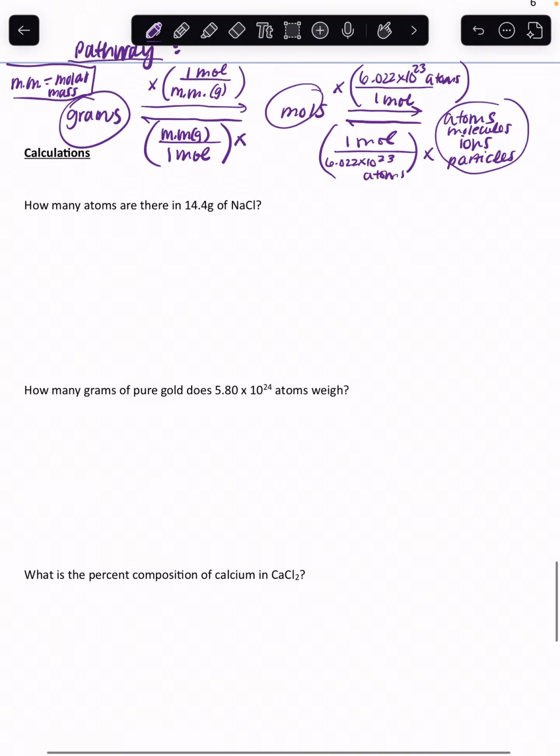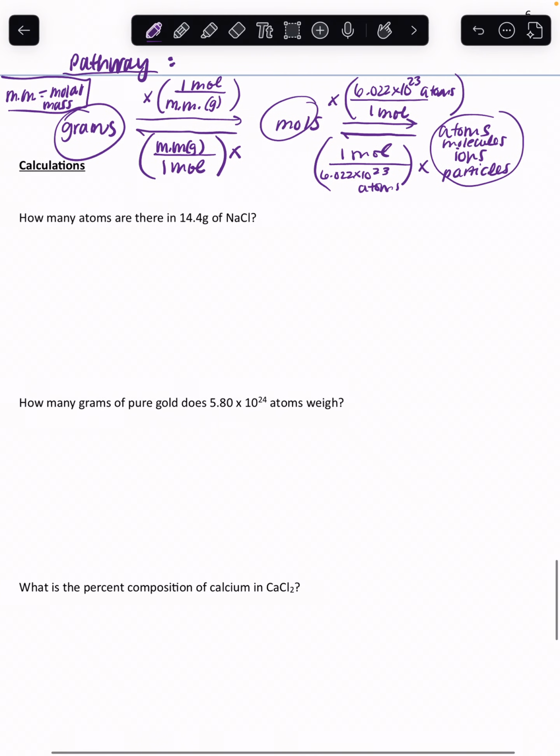So, calculations. First one, how many atoms are there in 14.4 grams of NaCl? Big question. How many atoms? So it wants me on the far right of this pathway, and I'm starting with grams. I can follow my pathway and get through it, but I'm going to do it in steps, right? So if I have grams and I want to convert to atoms, I know eventually I'm going to run into this thing of molar mass. I need molar mass to convert.